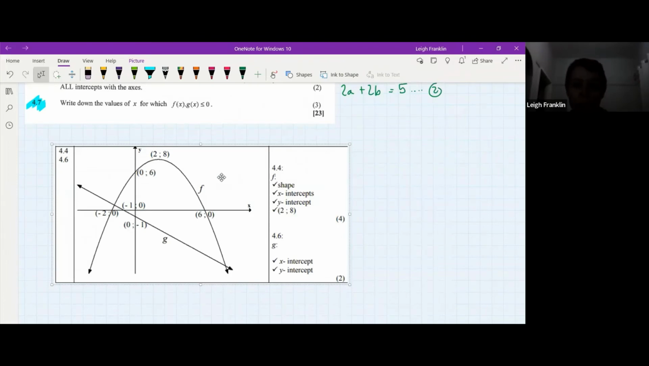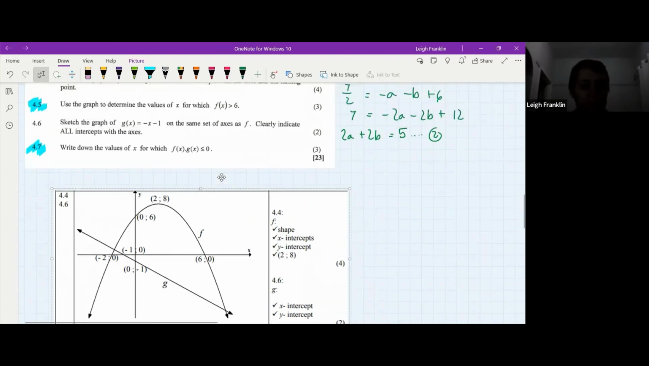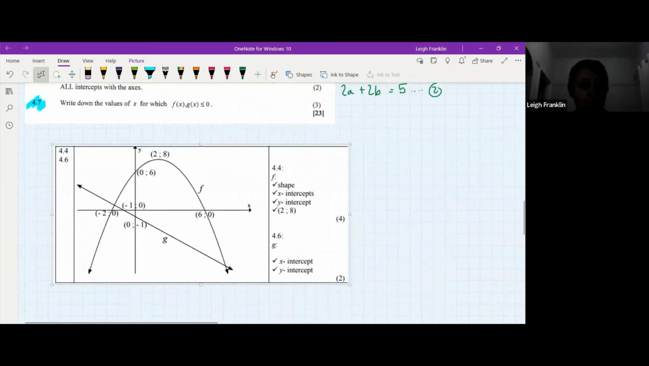Okay, and you can see there where your marks would be allocated. There's a mark for shape, that means that it is sad face, a mark on the x-intercepts, a mark on the y-intercept, and a mark on the turning point. And then they've also put the straight line in. That was from 4.6. So this straight line over here is the line y = -x - 1, and all you need for that is an x-intercept and a y-intercept. Okay, and then you're good to go. All right, is that easy enough for everybody? Are we all good? That should have been fairly straightforward after the difficult question at the beginning.